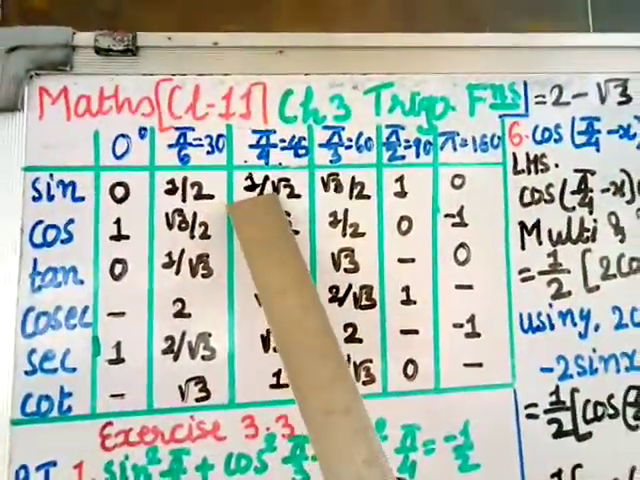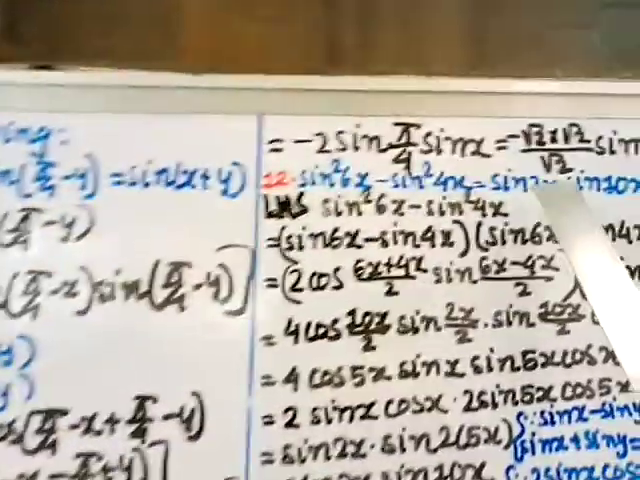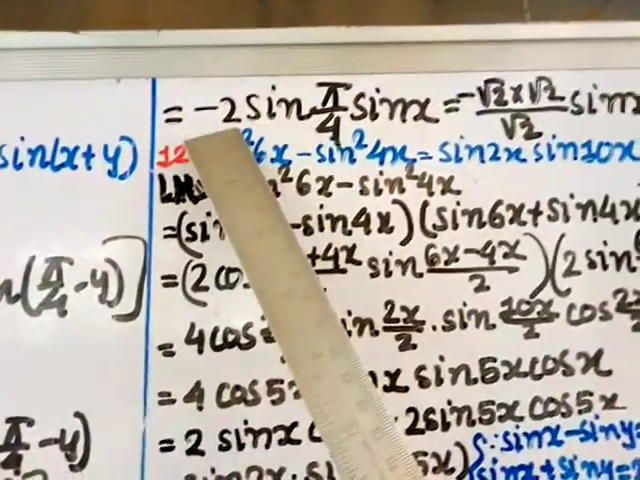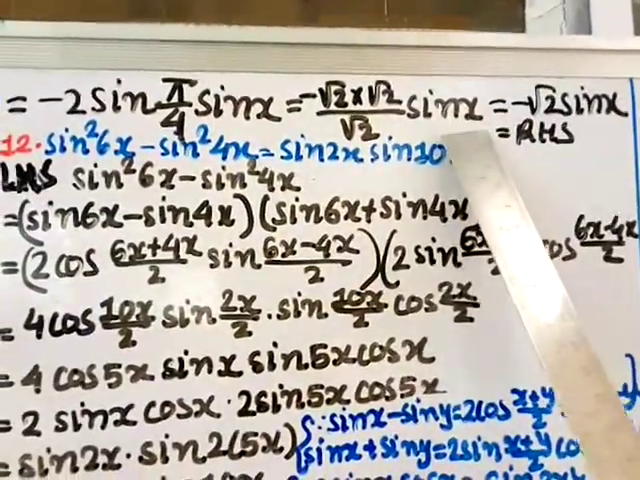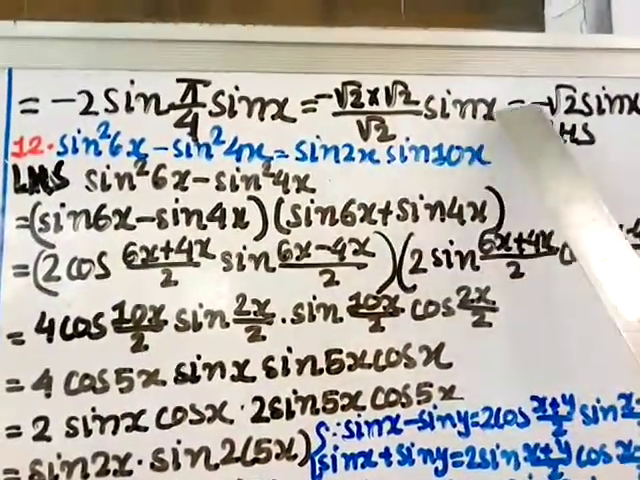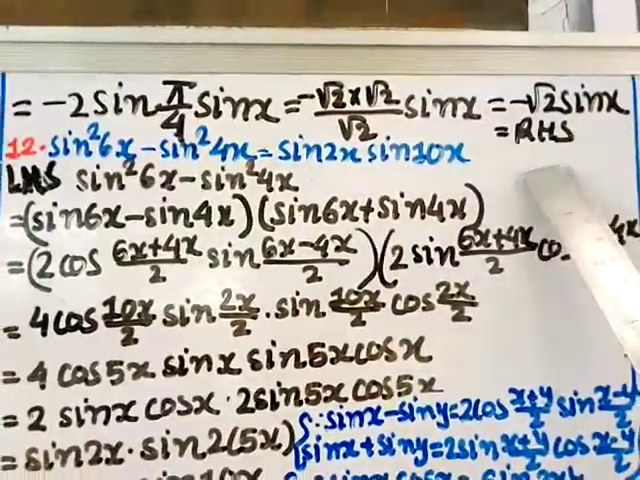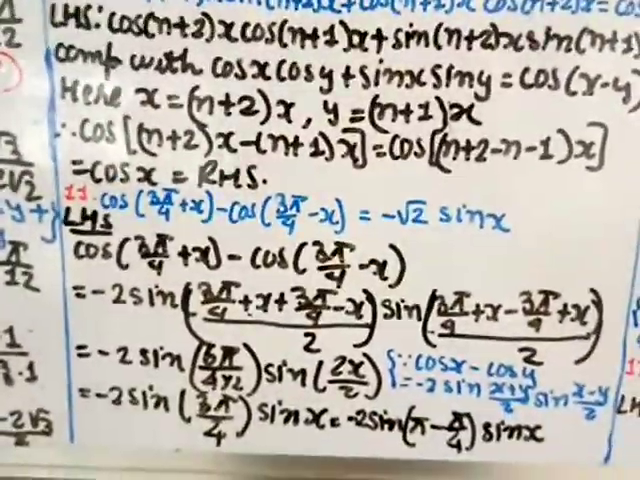Now sine pi by 4 value, we know sine pi by 4 is 1 by root 2. So put here 1 by root 2, and I am writing these 2 as root 2 into root 2, and minus is already there. Sine x keep as it is. So 1 root 2 you cut, so remains minus root 2 sine x, and that is your right hand side. That is what you have to prove. Okay, so you have proved right hand side.